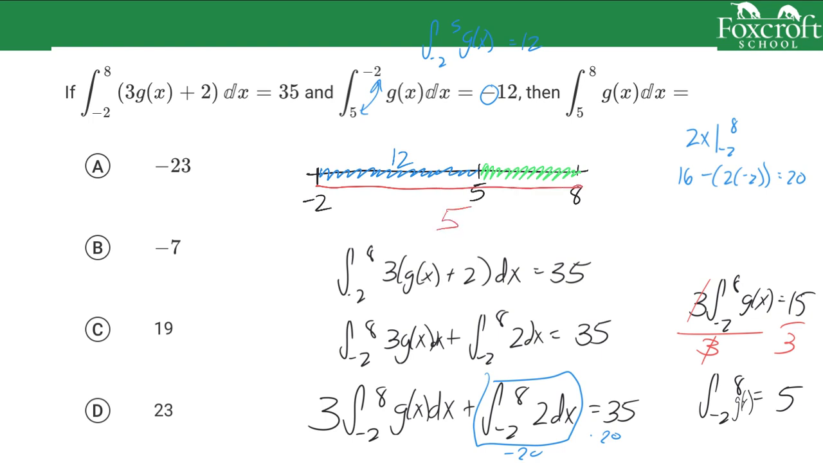And how do I get from 12 to 5? What did that green missing part have to be? What did I get from 12 to 5? I'd have to add negative 7, subtract 7. That is the area under the curve from 5 to 8. This is basically using all of the rules of integration, breaking pieces together, using the combinations to figure out what the missing value had to be.